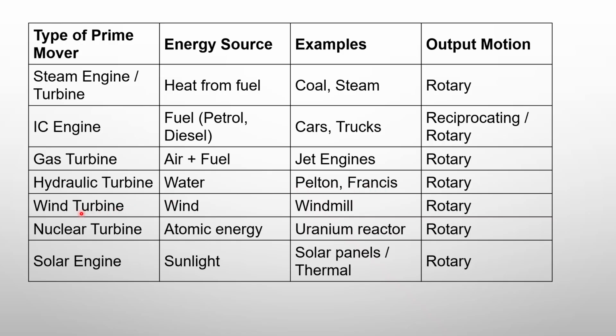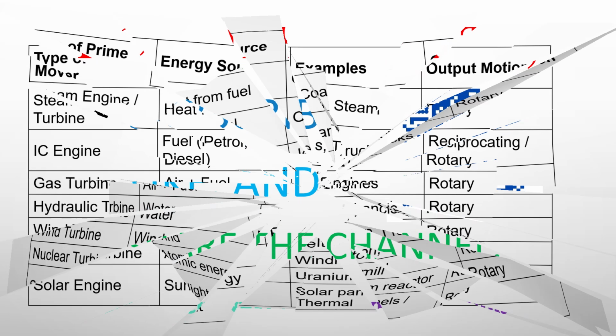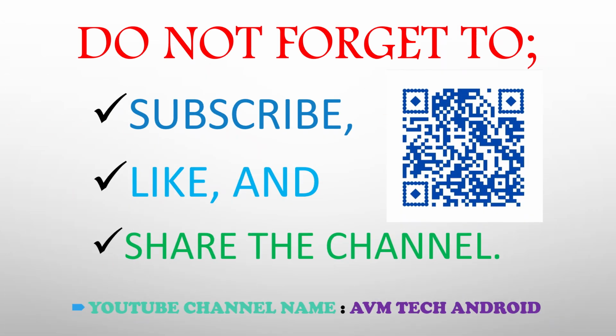If we talk about the wind turbine, the source of energy is wind that is used in the windmill. If we talk about the nuclear turbine, then the energy source is atomic energy. We have to go for a nuclear reactor in which we put uranium, thorium or plutonium. If we talk about the solar engine, sunlight is the source of energy and we have solar panels or thermal energy. So this is all about the prime movers.